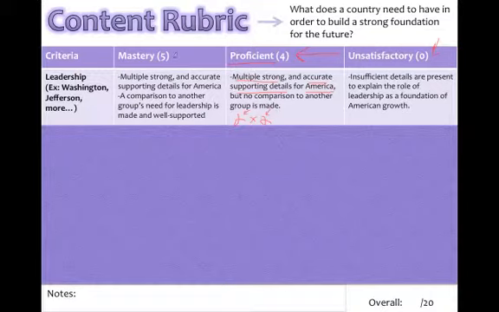Now, in order to get a 5, which is what we're going to deem mastery, you must not only include all the information with the 2 by 2 strong explanation for America, but you also need to make a comparison to another group's need for leadership, and you need to support that. For this, you need to have 1 example times 2 details for it, which means that at the end of the day, what you should have is 6 sentences proving leadership in order to get your mastery.